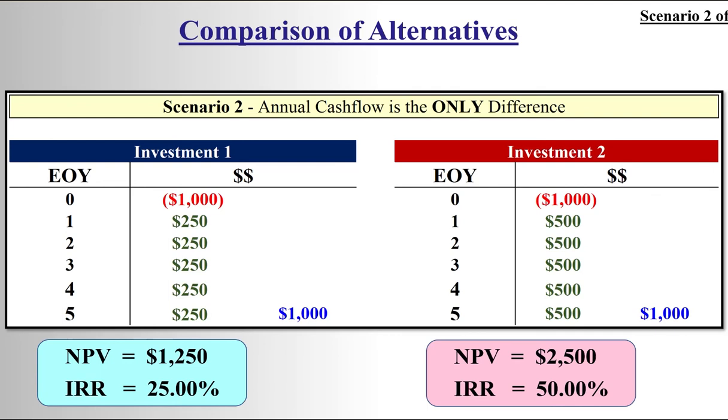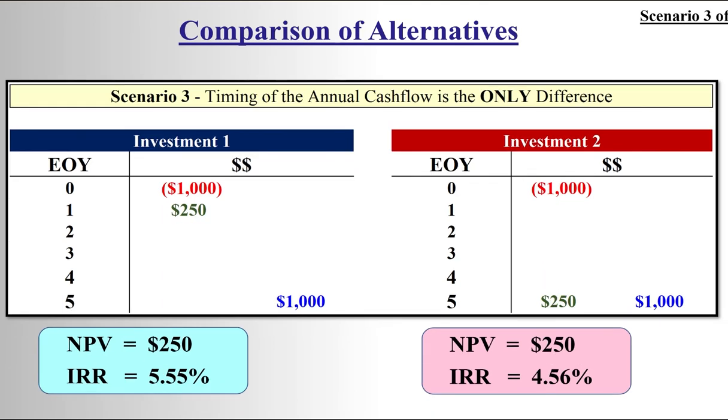So again, the net present value would dictate which one is the best scenario. The one with the higher net present value is the winner, clearly. In this case, investment 2 would be the one that we would pick. However, without even running the numbers, I can see that I put $1,000 down and I get 1,000 at the end, but I get $250 more each year with investment 2. So this would also be a no-brainer to go with investment 2.